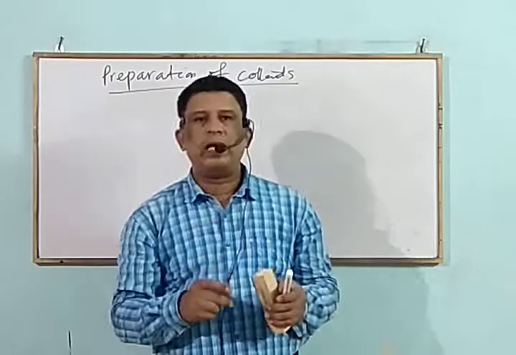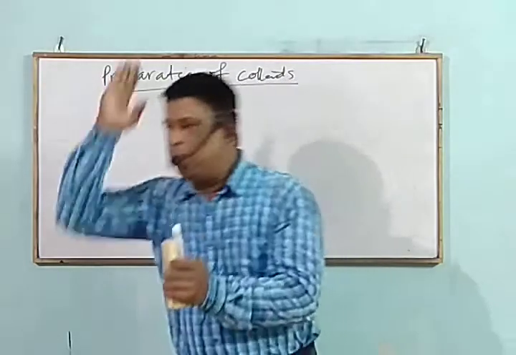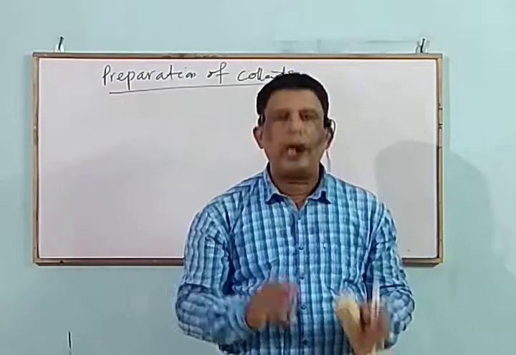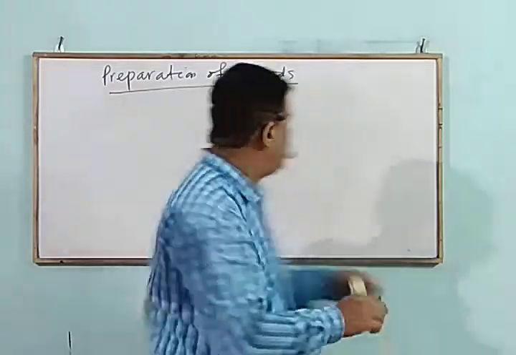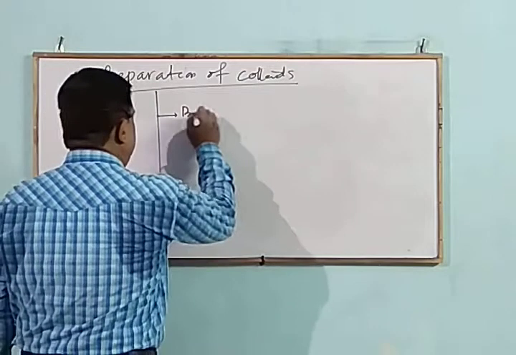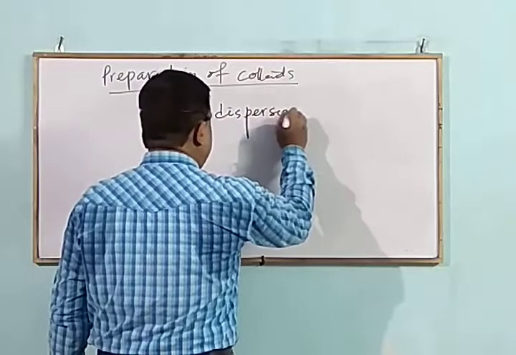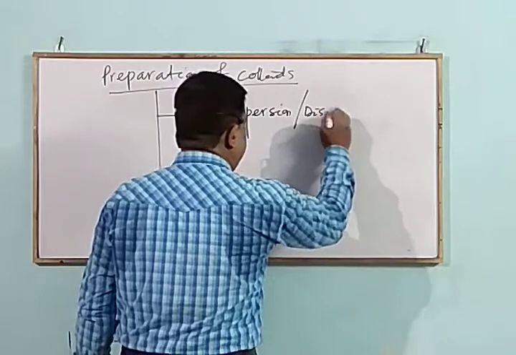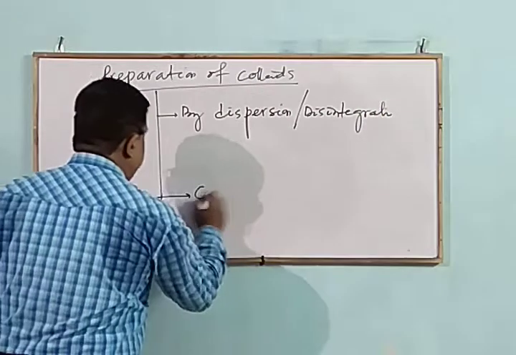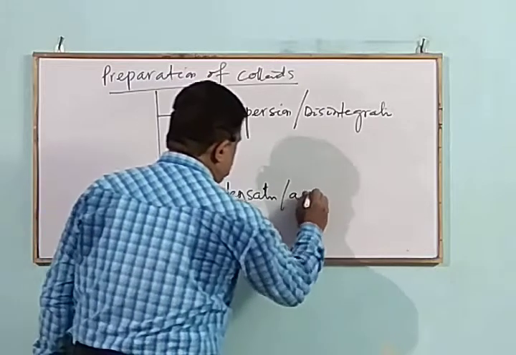So there are two different ways to prepare a colloid: by joining smaller particles to colloidal size, or by breaking coarse, bigger particles to colloidal size. That means one is by dispersion or disintegration, and one is by condensation or association.